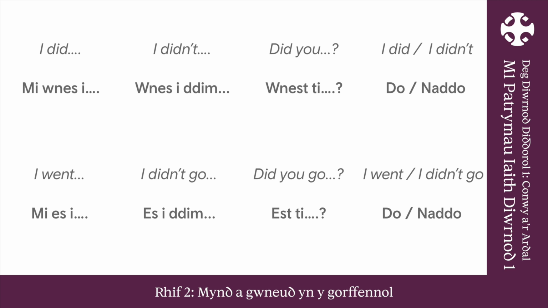I went. Mi es i. I didn't go. Es i ddim. Did you go? Es ti? I went. Do. I didn't go. Naddo. These verbs, when used in the past tense, cause a soft mutation in the word which follows.